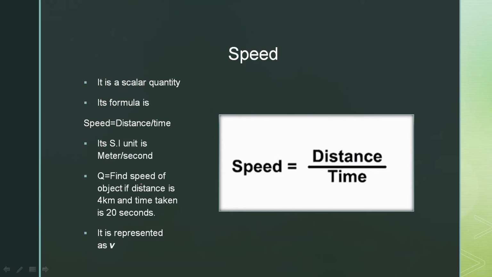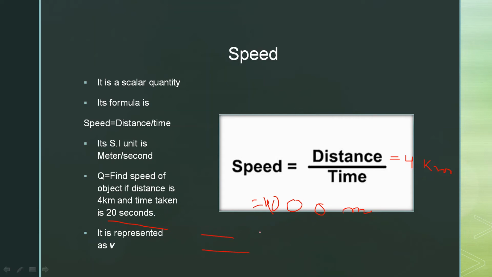Okay, let's read it. Find the speed of an object if distance is 4 kilometer and time taken is 20 seconds. So distance here is 4 kilometer. Now see, distance is in kilometer, not in the SI unit which is meter. So first we will convert it into meters. It will become 4000 meters. And time is given in seconds, 20 seconds, so we need not convert it to any other unit.